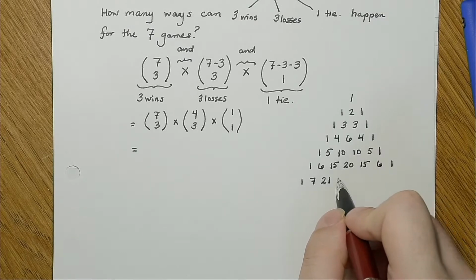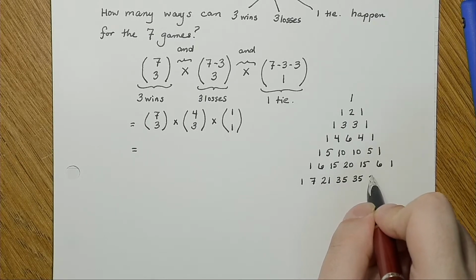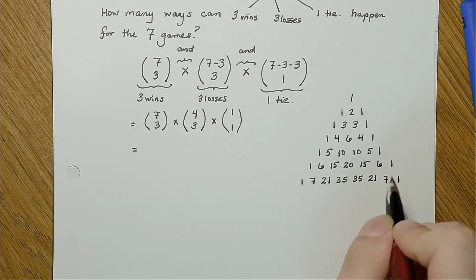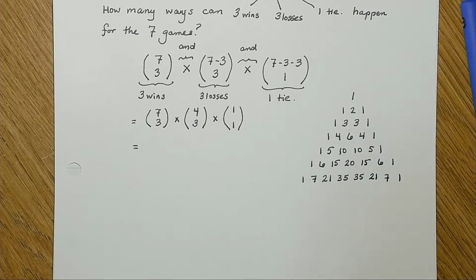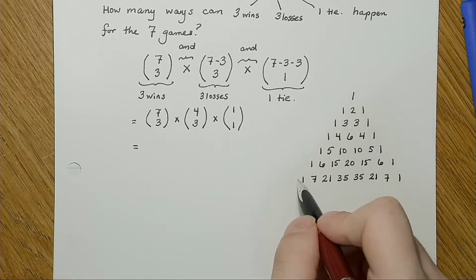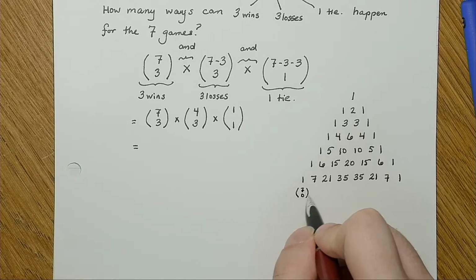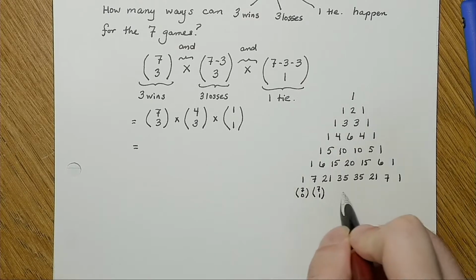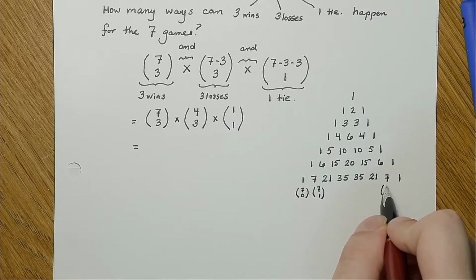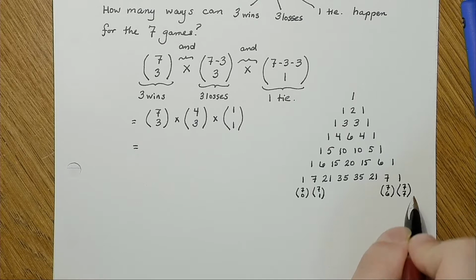So 35, 21, 7, 1. All right. So what I've done is I've gone up from the 0 objects up to 7 objects here. And again, that would be 7 choose 0, 7 choose 1, all the way over to here's 7 choose 6, 7 choose 7.